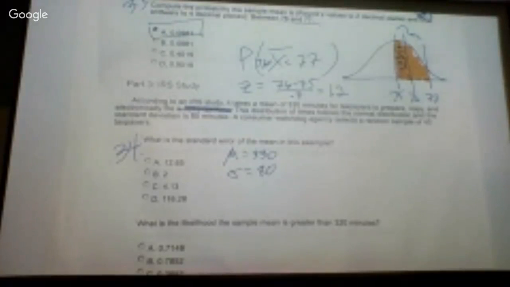What else we got? Cassie? Sigma's 80. What else we got? And it's 40. Right on. Question 34, we want the standard error of the mean.